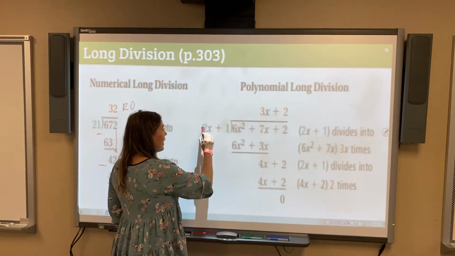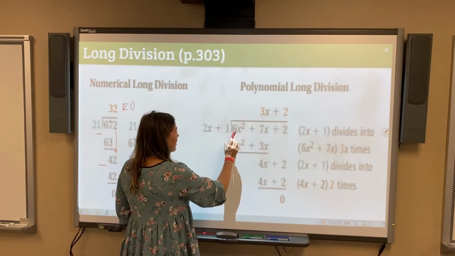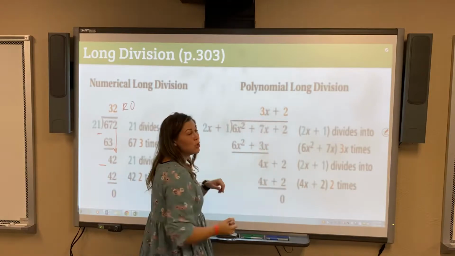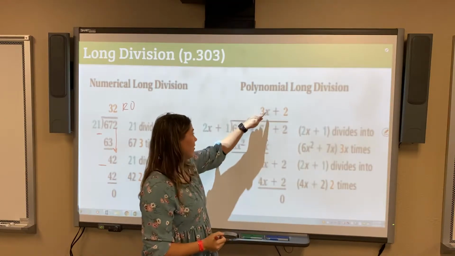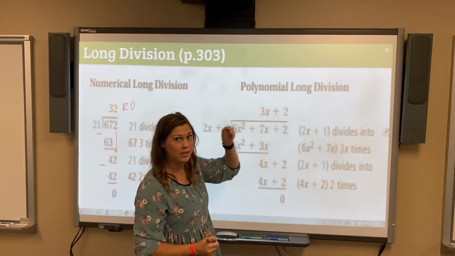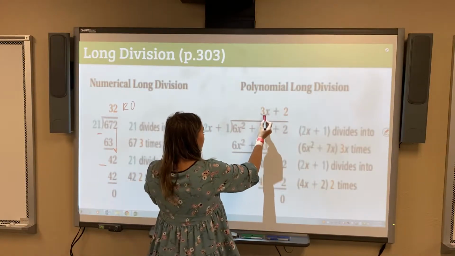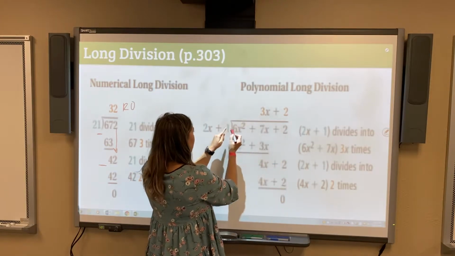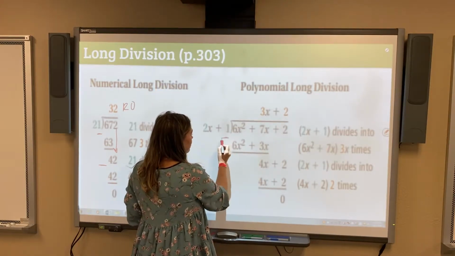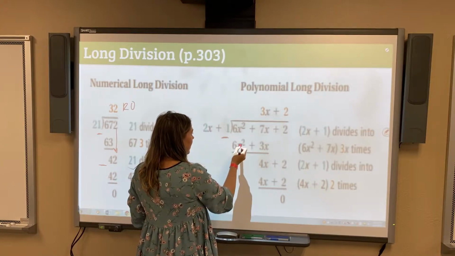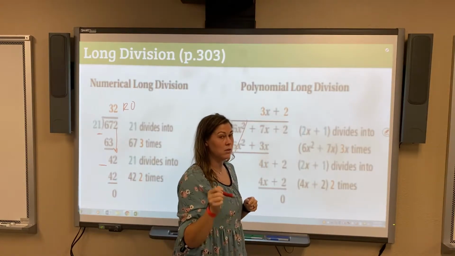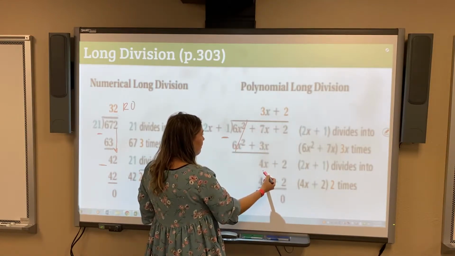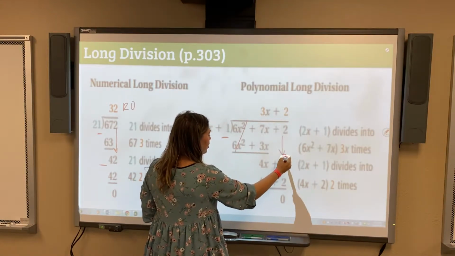So 2x times 3x gives us 6x squared. So what do we multiply times 2x to get 6x squared? That's 3x. So we write our 3x above the x term, which will be 7x. So we put that here. 3x times 2x is 6x squared. 3x times 1 is 3x. Now we subtract. 6x squared minus 6x squared cancels. If it doesn't cancel, go back, you messed up. 7x minus 3x would be 4x. And then now we bring down our 2.